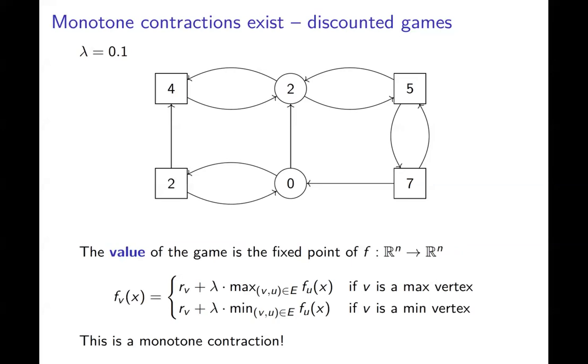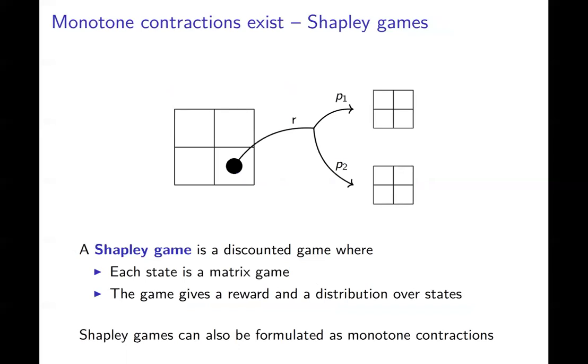The value of the game can be captured as the fixed point of a function f, that is the reward times the discount, as we stated before, for the payoff. And this has been shown to be a monotone contraction. Further, Shapley games are a class of discounted games where each state is a matrix game and the game gives a reward and distribution over the states. Shapley games can be formulated as monotone contractions, which is an important motivation for our work. Therefore, all the results that we prove for monotone contractions can also be applied to Shapley games.